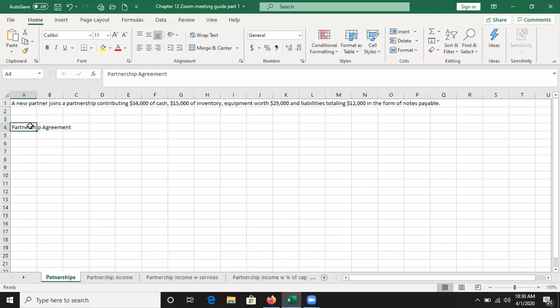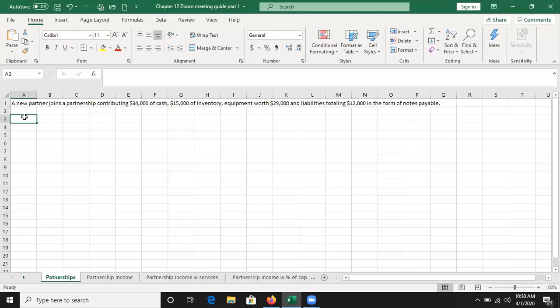But read more about the actual characteristics. I'm going to focus on the journaling and physical stuff that you got to see to learn. And to start, we're just going to start with a new partner joins a partnership. So we're going to pretend a partner is just joining a brand new partnership. And this partner is contributing $34,000 of cash, $15,000 of inventory, equipment worth $29,000, liabilities totaling $12,000 in the form of note payable.